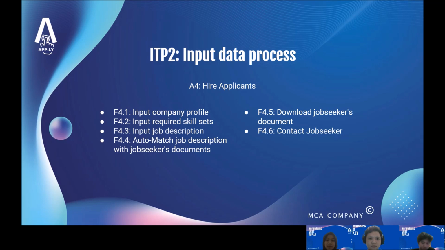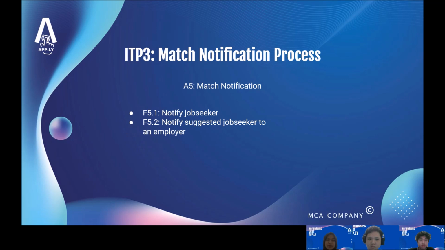And then for hire applicants, there are 6 use cases, which are input company profile, input required skill set, input job description, auto match job description with job seekers' documents, download job seekers' documents, and contact job seeker. And then the 5th activity in ITP3, which is match notification, there are 2 use cases, such as notify job seeker and notify suggested job seeker to an employer.